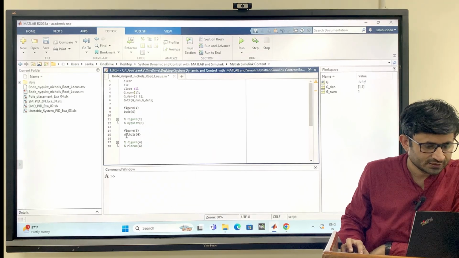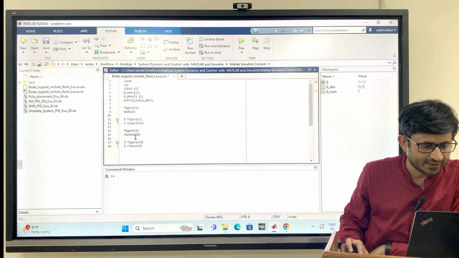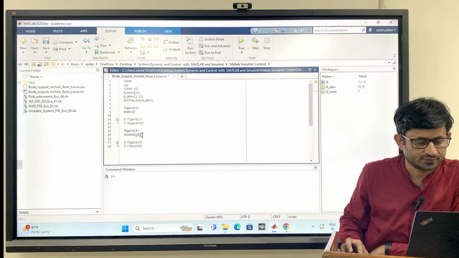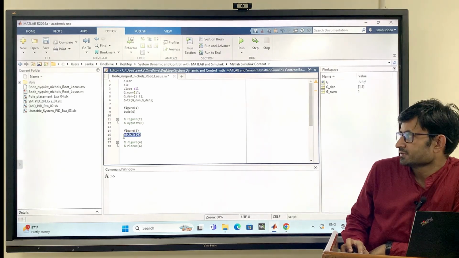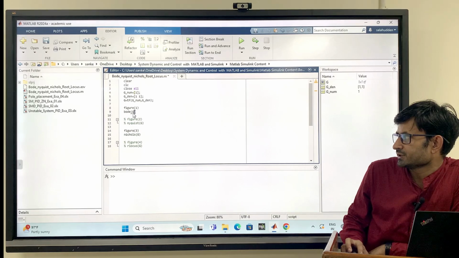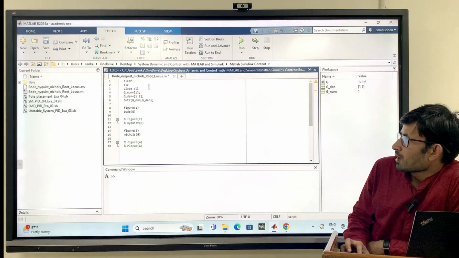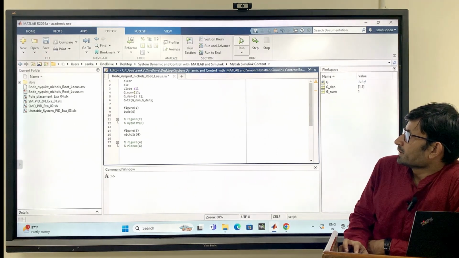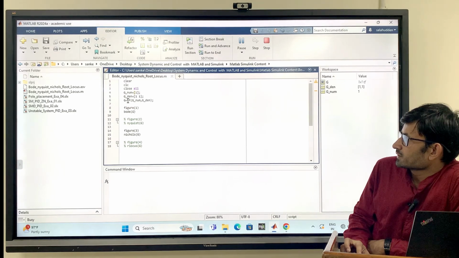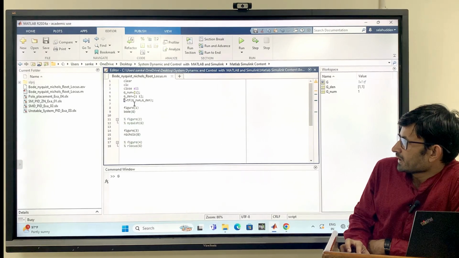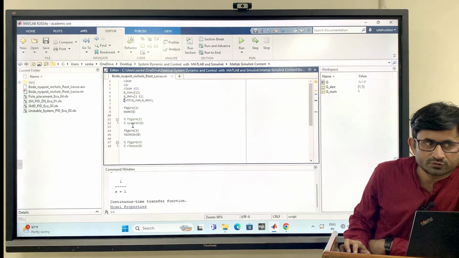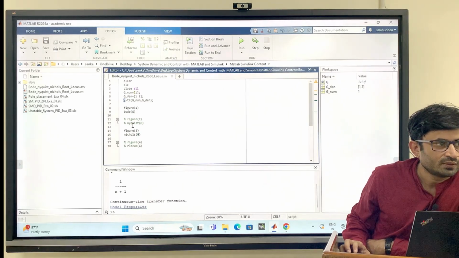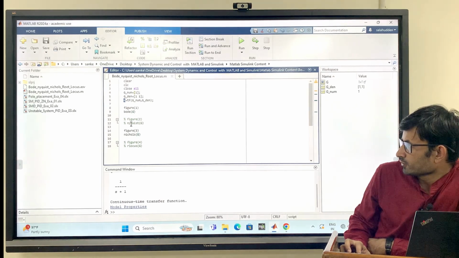The command is nichols(G). This is a very simple command. Like Bode, where you have bode(G), G is the transfer function. First I will take the transfer function. When you hit the run button, you will get the transfer function 1 upon s plus 1. That means one pole at -1 location on the left half plane.